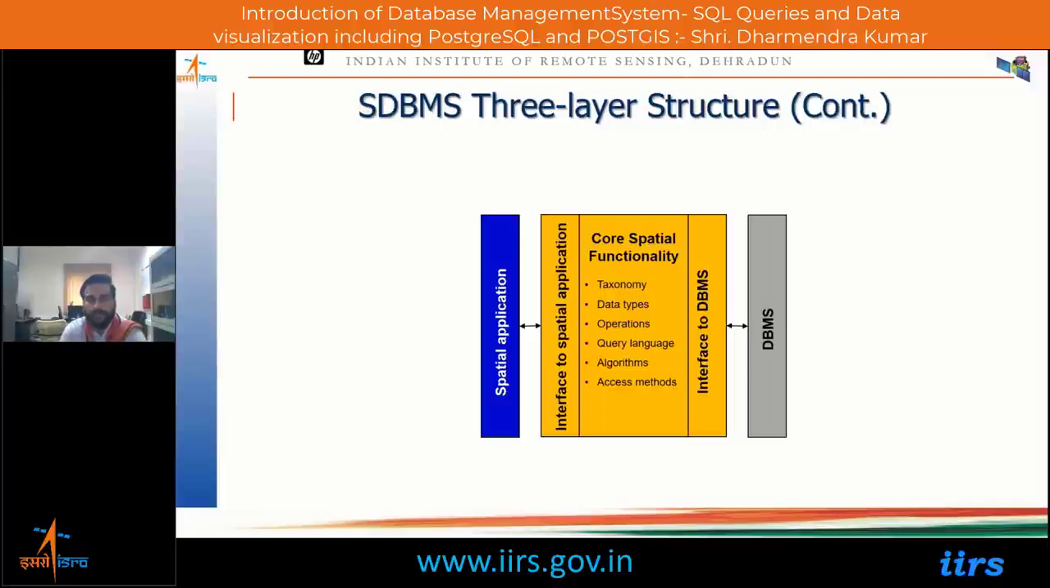But what is happening in the background? The data set received from the satellite is being stored in the database, which is called here the DBMS. And between these two, there are some core spatial functionalities being applied via an interface to the spatial application and another interface to the database. What we have done in the core functionalities: taxonomy, data types, operations, query language, algorithm, and access methods. So all these methods are combined in the core spatial functionality.